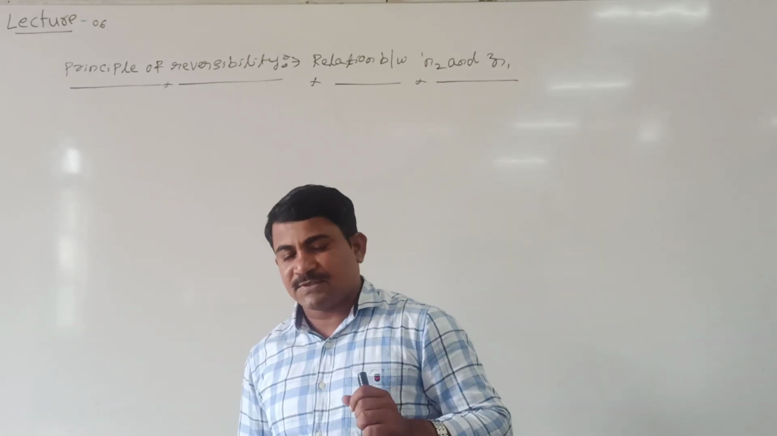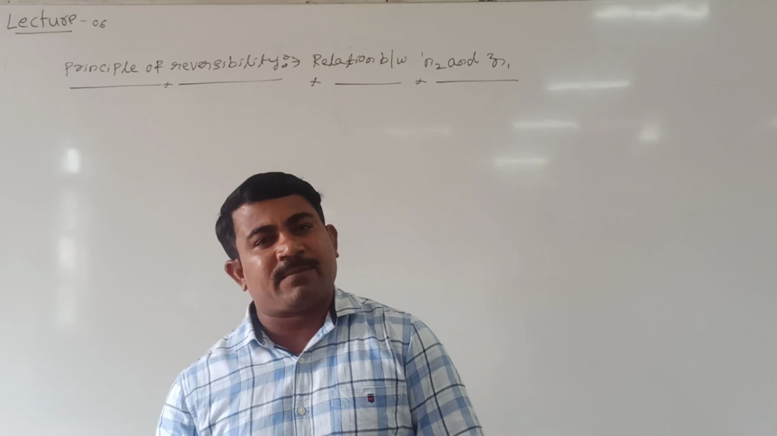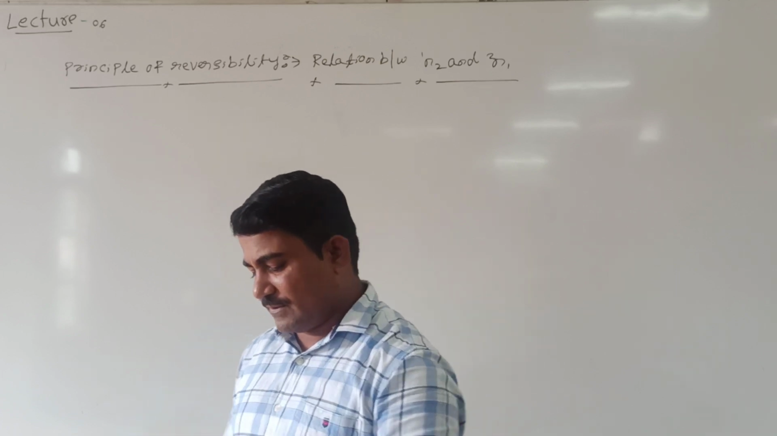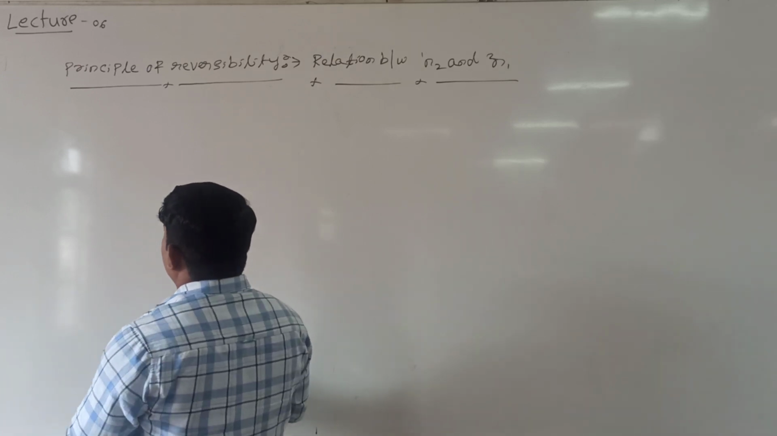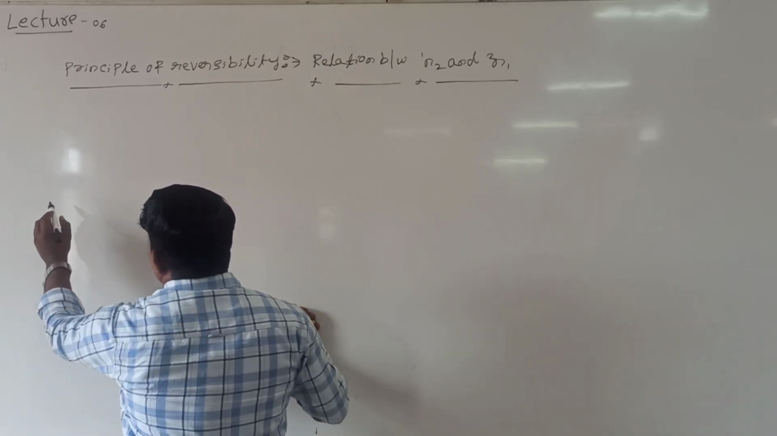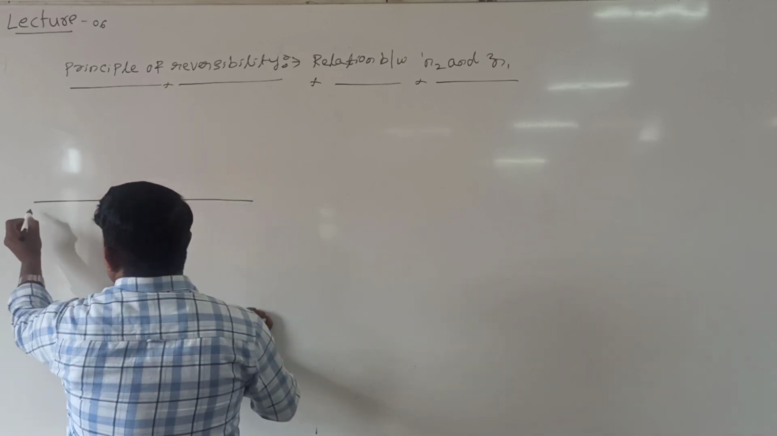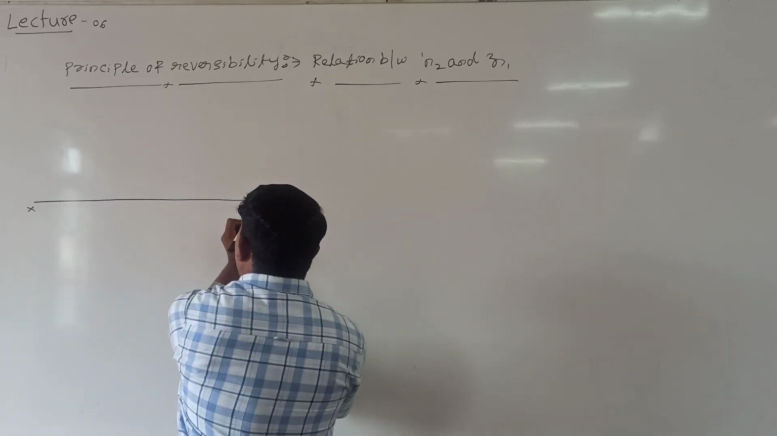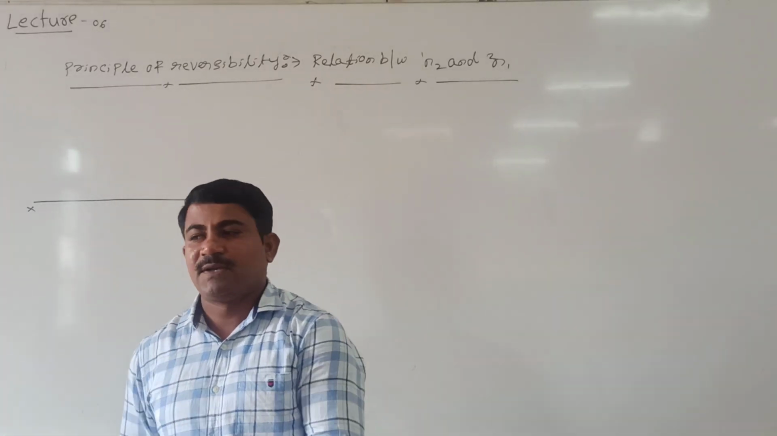To understand this, let us take two media again. One is a rarer medium, the second one is a denser medium. Those are separated by some surface. Look at me here. This is one surface separating two media. Let us call this surface XY. XY is the surface separating two media.